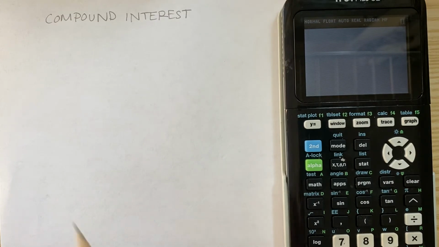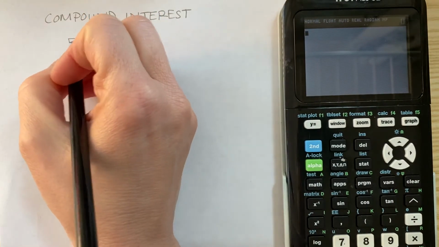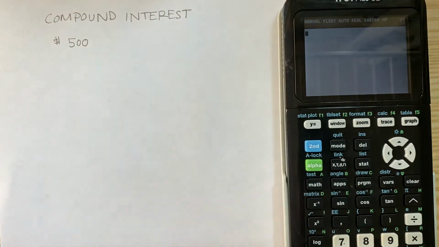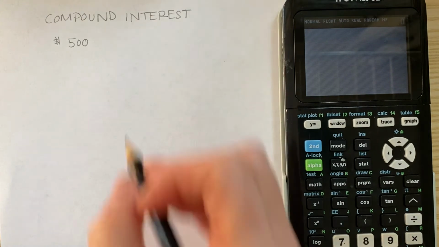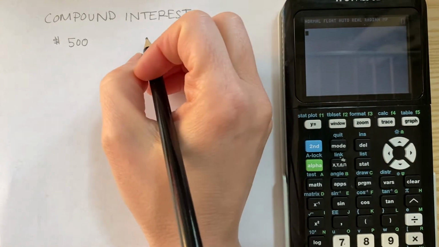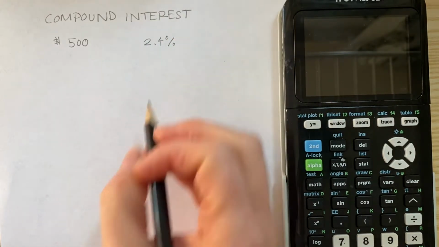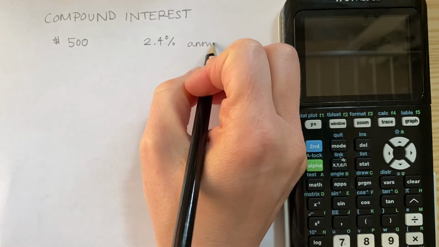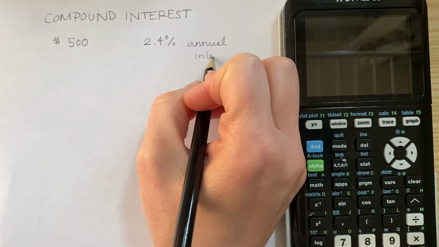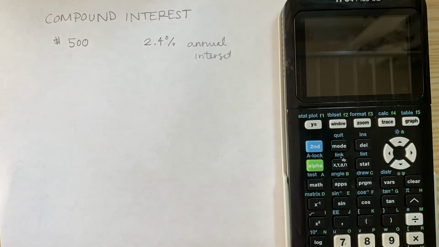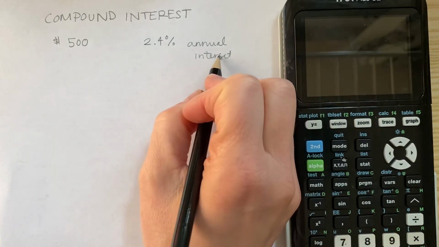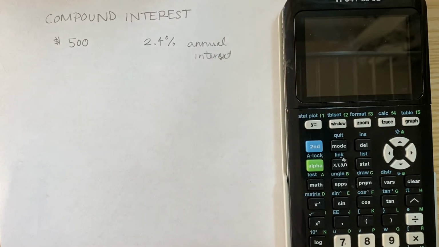So let's say that you have, I don't know, $500 and you're going to invest it in a savings account. And that savings account gives you 2.4% annual interest. And you want to calculate how much money you're going to have after a year.